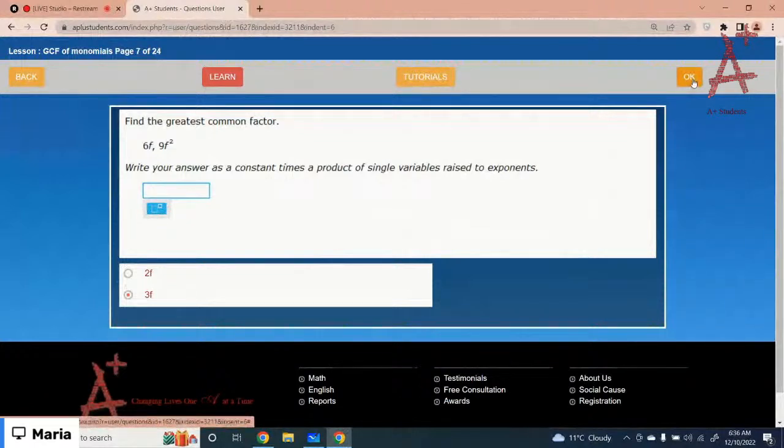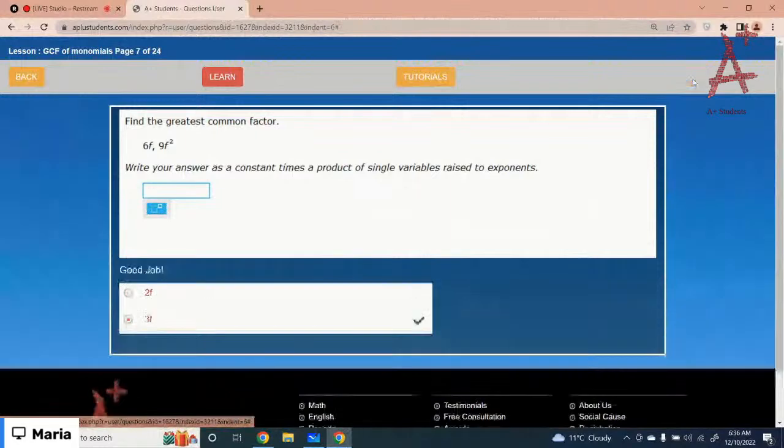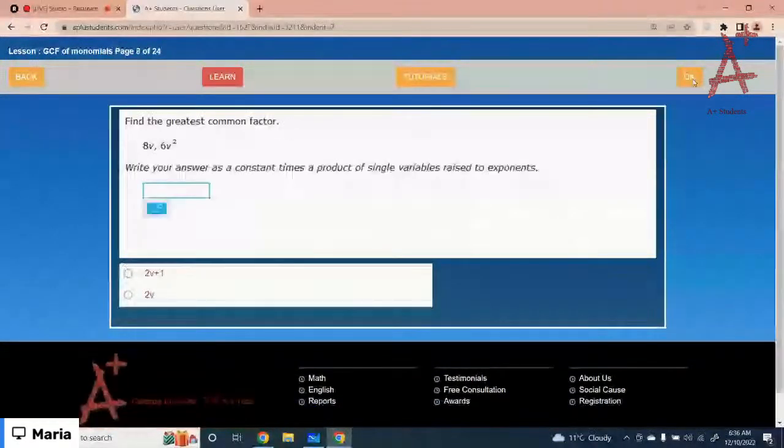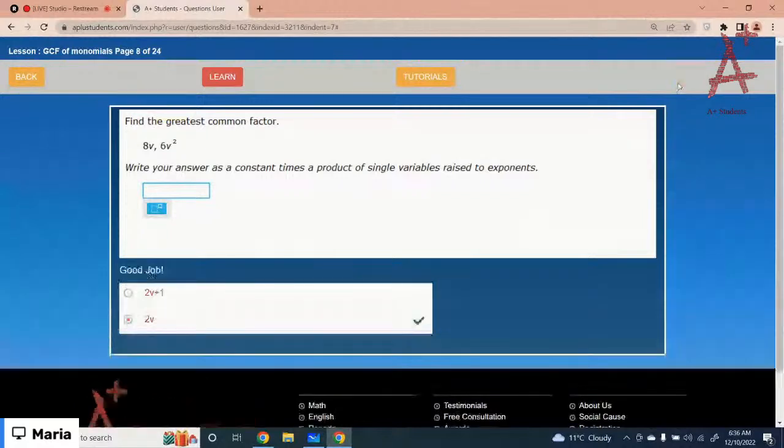Okay, the next one is find the greatest common factor of 8v and 6v square. So the greatest common factor for both the numbers would be 2, and the least power of v is 1, so it will be 2v. Got it? Just select the correct option, then click on the OK button.